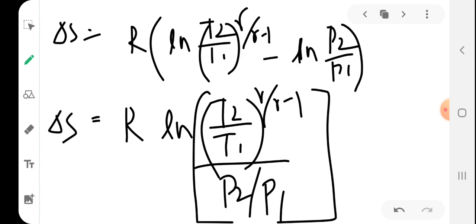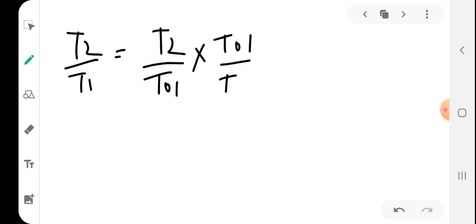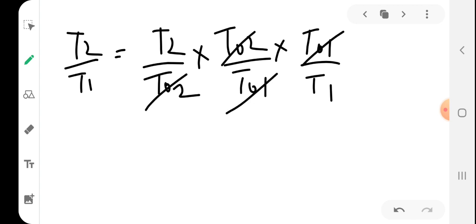So students, I am taking this numerator. Wait, I will show you. T2 by T1 can be written as T2 by T02 into T02 by T01 into T01 by T1. This can be written, right, because T02 and T02 cancel, T01 and T01 cancel, remaining is T2 by T1. So T2 by T1 can be written this way, right?